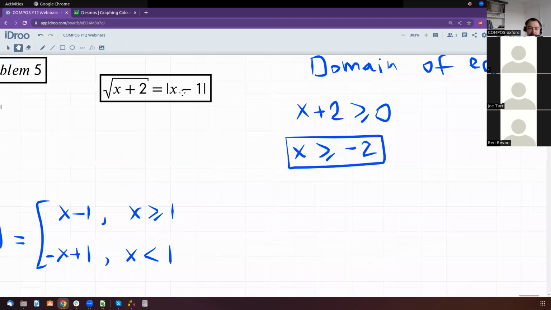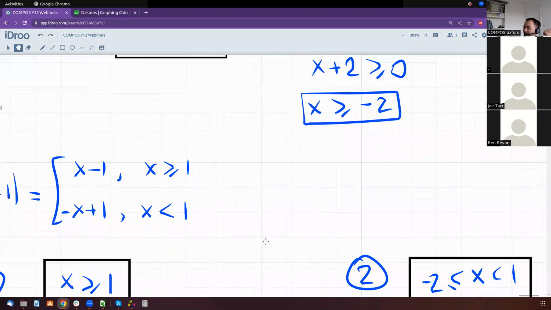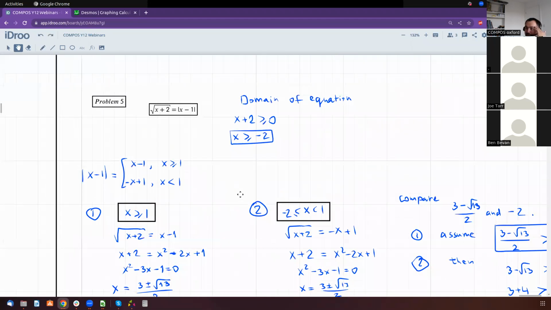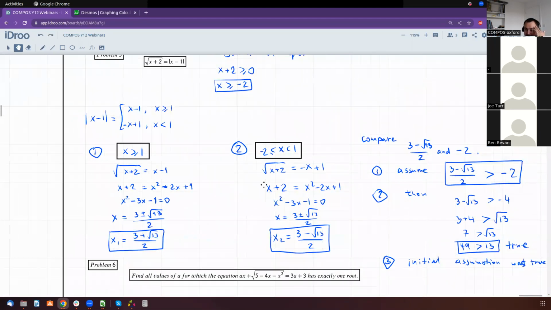So what you could have done from the very start, you could have said, okay, let's square this and this, and modulus of x minus 1 squared. So whatever x minus 1 is, its square is going to be positive. So yeah, you would arrive at the same result. Any questions here?